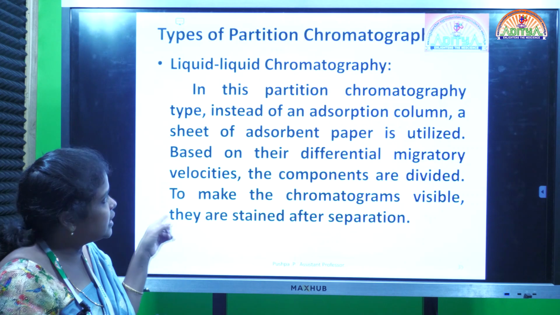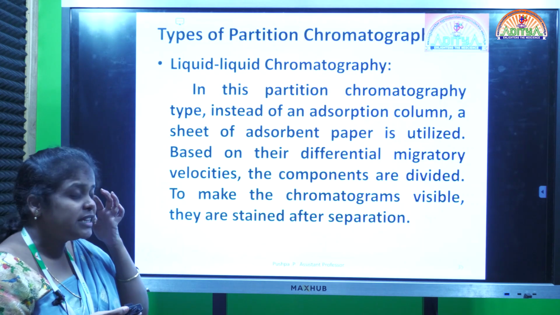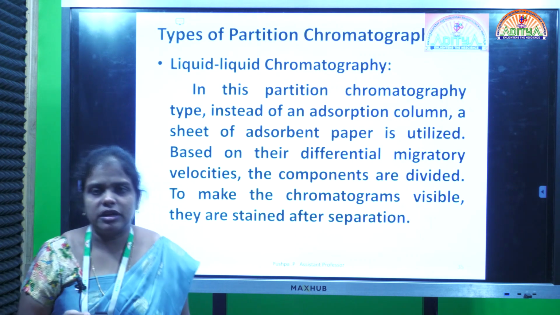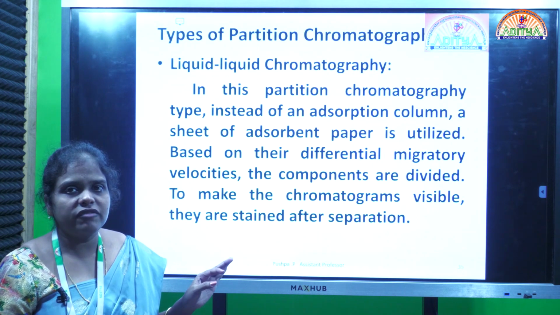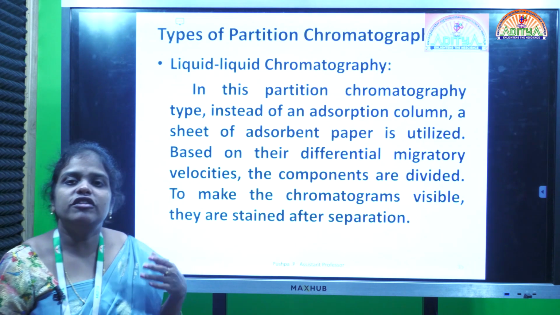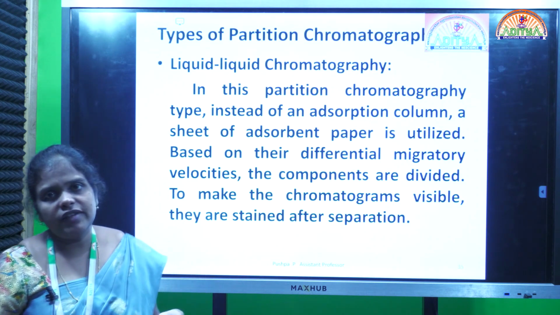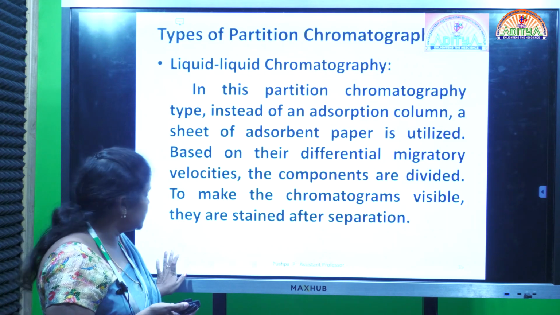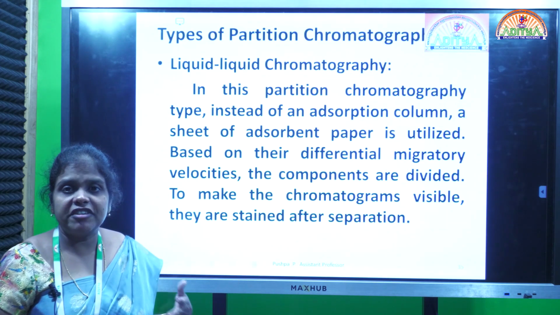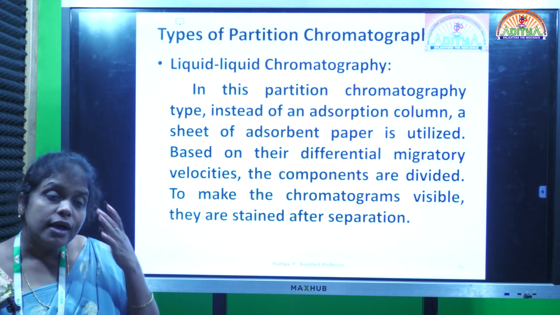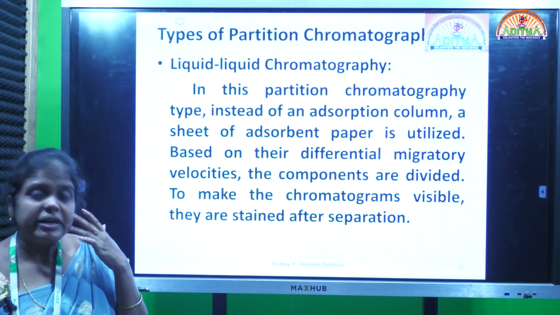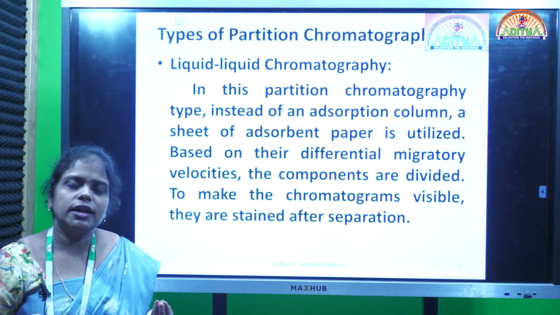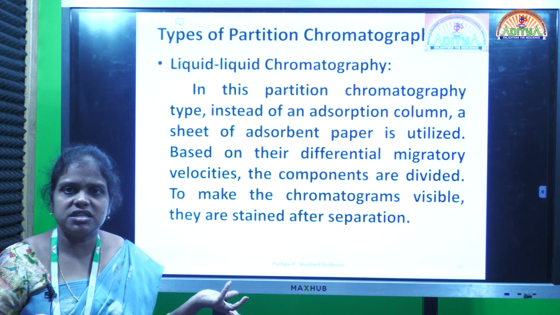In this type, liquid-liquid partition chromatography, we can mainly use it for paper partition chromatography. Liquid-liquid partition chromatography, as the name itself tells, means we use a liquid stationary phase and a liquid mobile phase. Mostly these are useful for samples having different solubilities. For example, in different samples there will be different solubilities. Say we have taken one mixture containing 10 components. All the 10 components may not have the same solubility in the stationary phase or mobile phase.